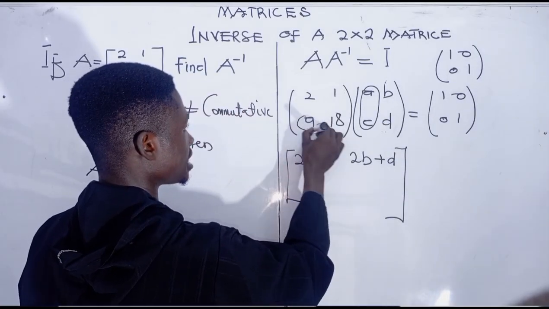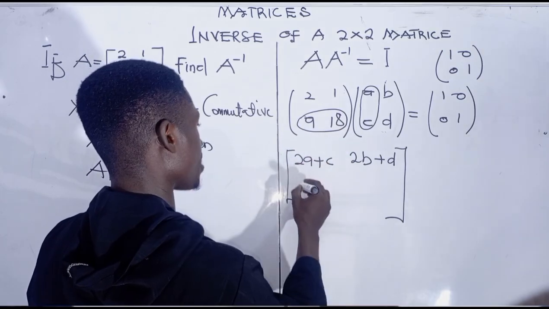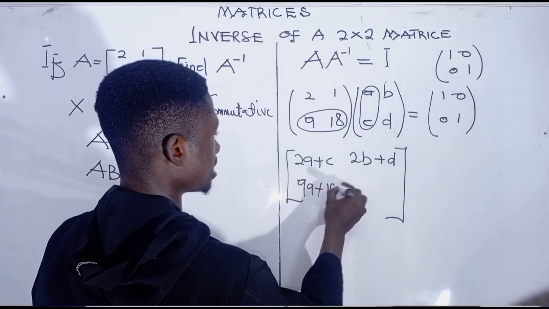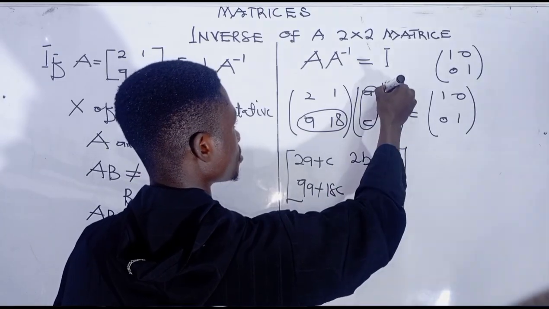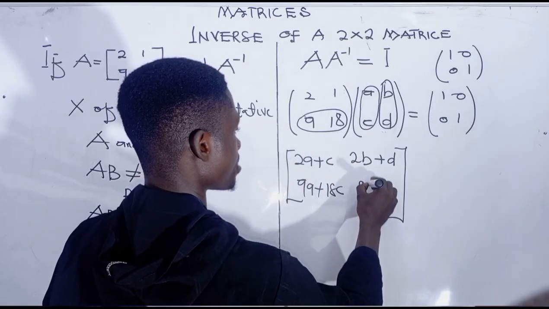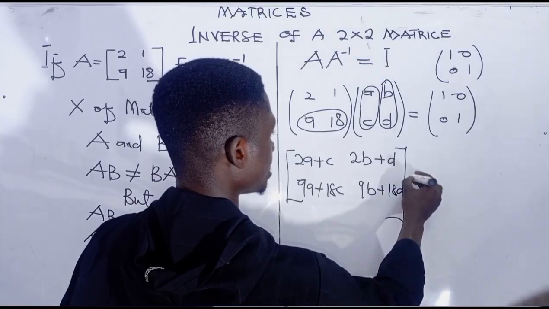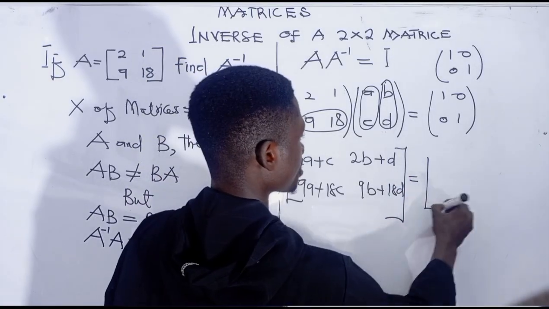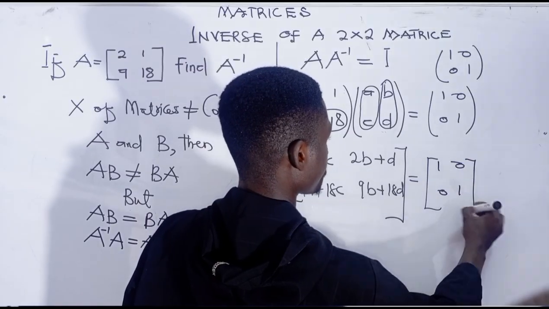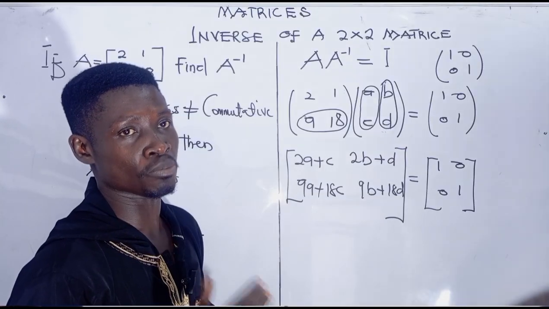Then we move on to the second row of the first matrix. 9 times A will give us 9A, plus 18 times C will give us 18C. Then we move on to this. 9 times B will give us 9B, plus 18 times D will give us 18D. And this is equal to 1, 0, 0, 1.